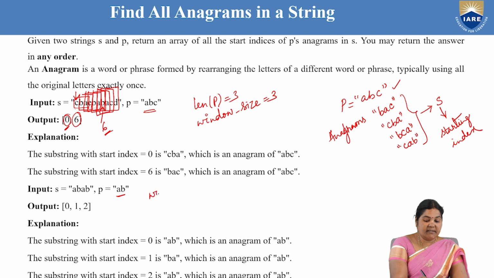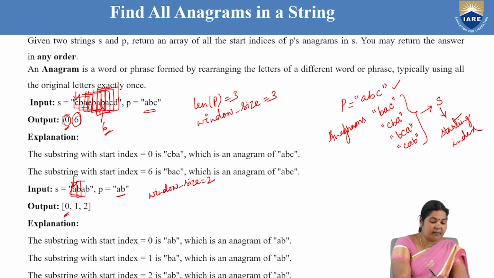So our window size is 2. Okay, so my window size is 2. Now for this AB, I have to first take the first substring, which is AB. Okay, it is available, so the starting index is 0. Next, I'll check BA. BA is also an anagram, so its starting index is 1.